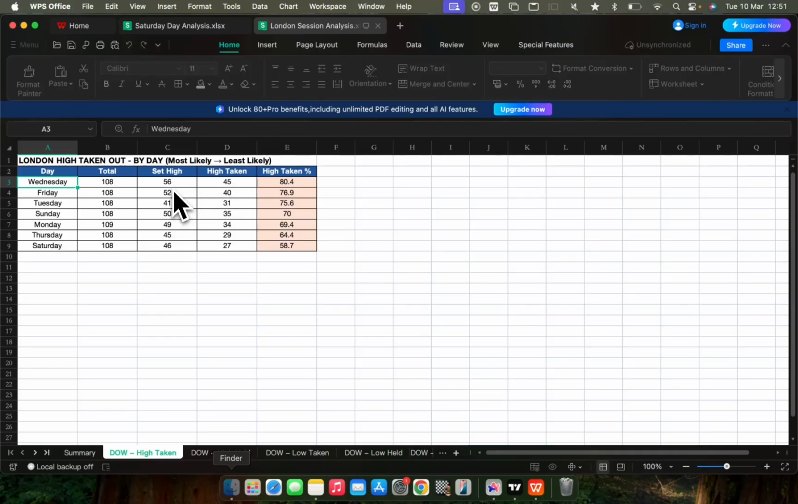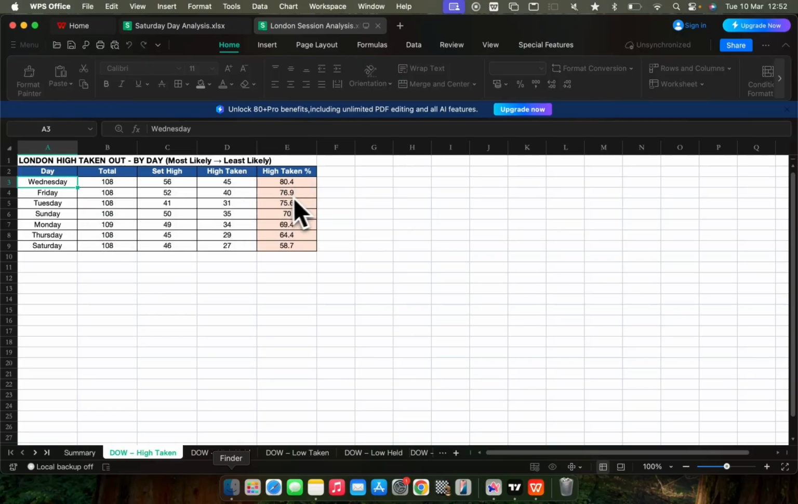Out of 108 Wednesdays we have from our data, London sets the high for 56 days. Then the high was taken out 45 times. So something happening 56 times and being taken out 45 times, that's an 80% chance of it being taken out. So whenever we see London putting in the daily high on Wednesday, there's an 80% chance that this high will be taken out.